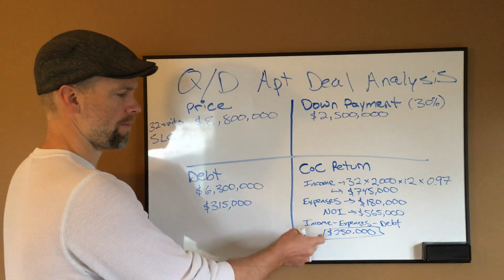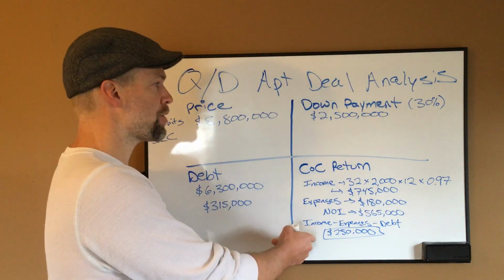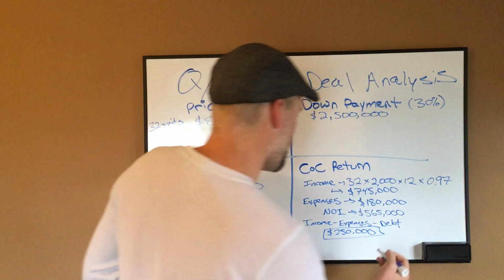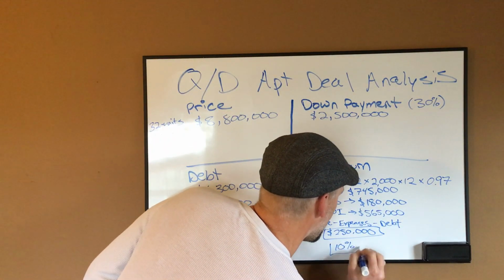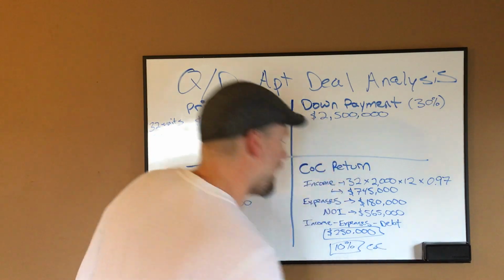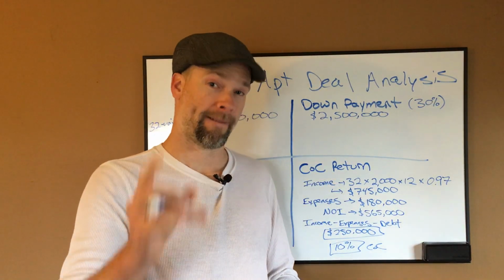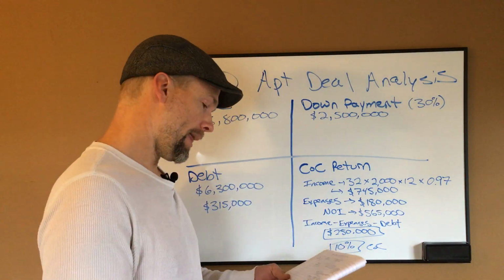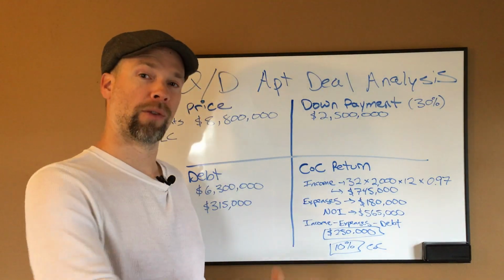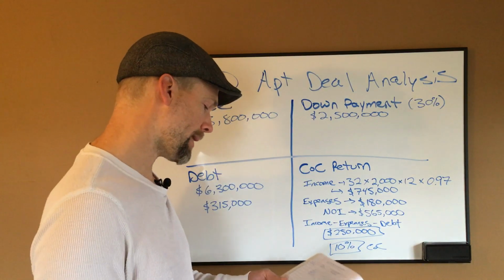So cash on cash return is this cash coming in over the down payment. What is that? That's a 10% cash on cash return. That's pretty good. I want this deal. That's anything 10% or greater. I'm really excited about the deal.